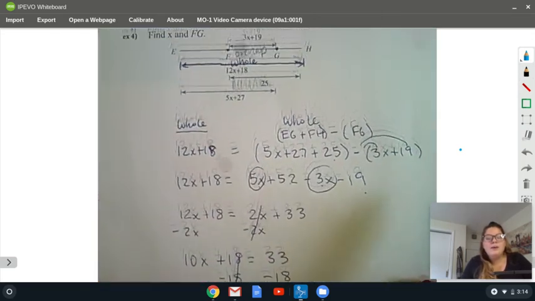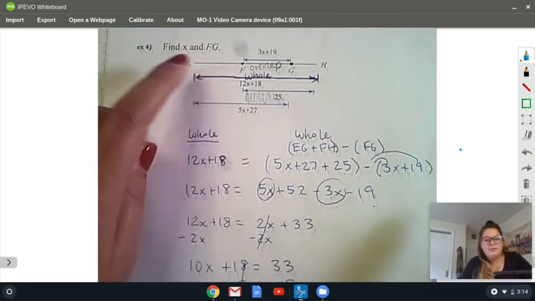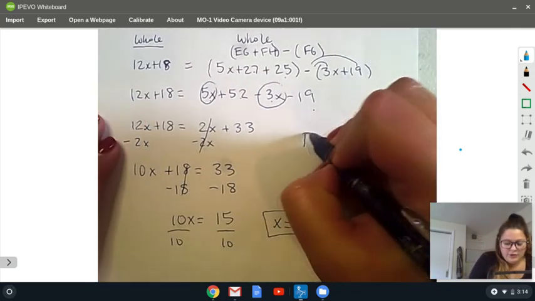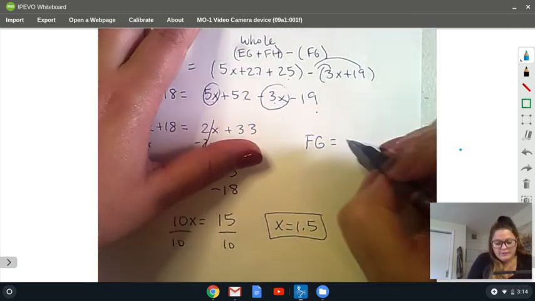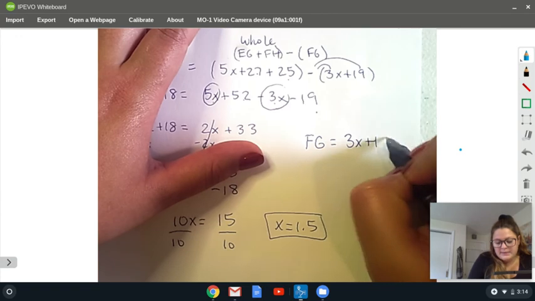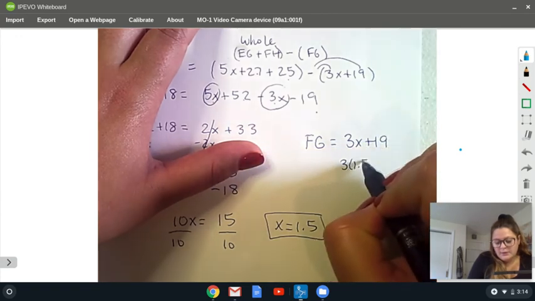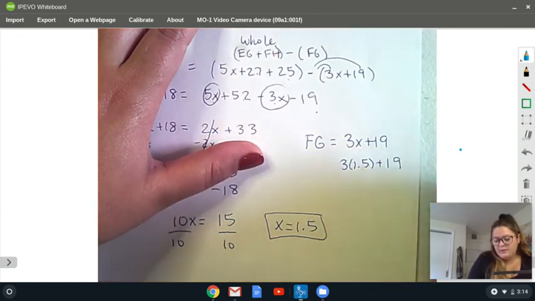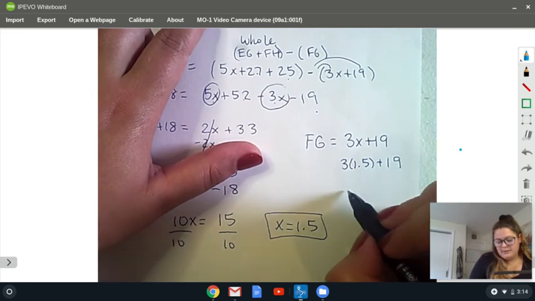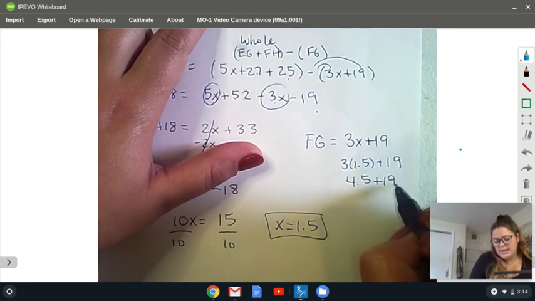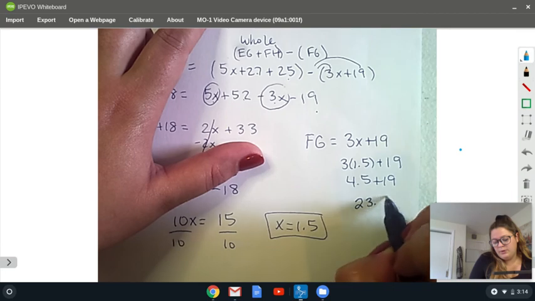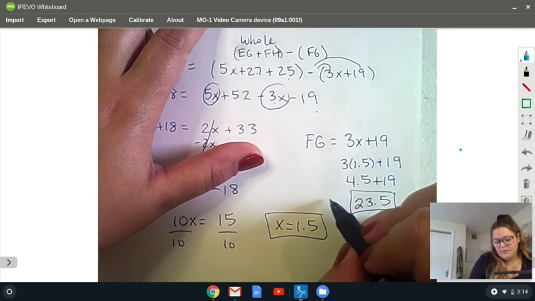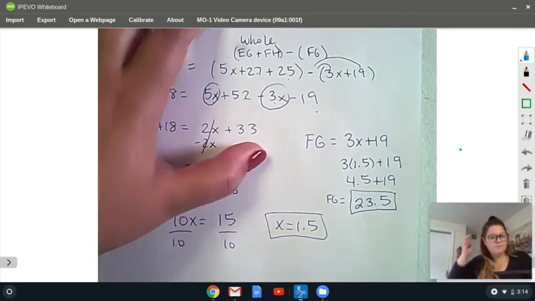Now, they did, though, ask me for x and FG. I've already found x. I still have to find FG. So FG is labeled in the picture as 3x plus 19. So I'm just going to plug in that 1.5. 3 times 1.5 gives me 4.5 plus 19. That gives me 23.5. And that's FG.